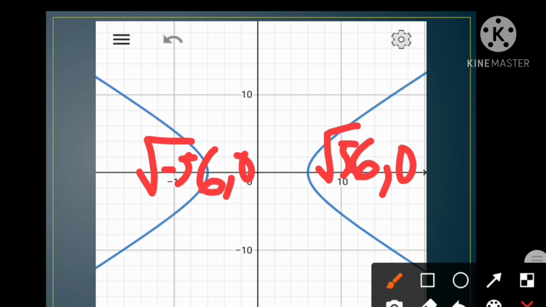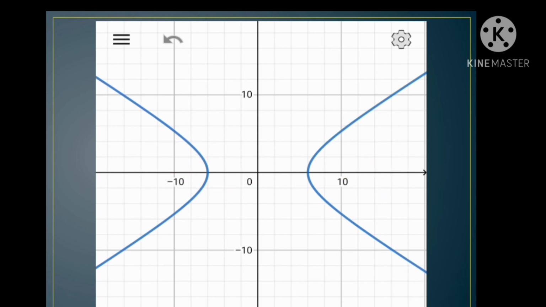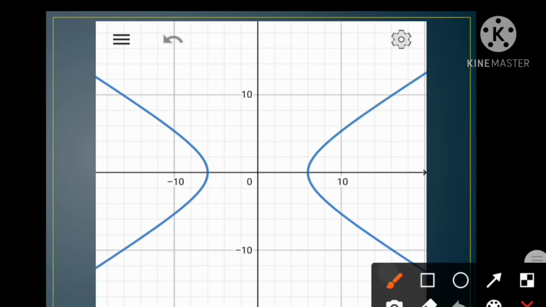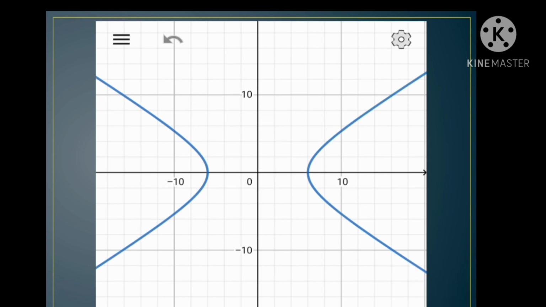Then we all know that here is the origin. So our vertices are here. The length of the conjugate axis is equal to 8. Then our equation of the asymptotes is positive and negative 2/3 x.